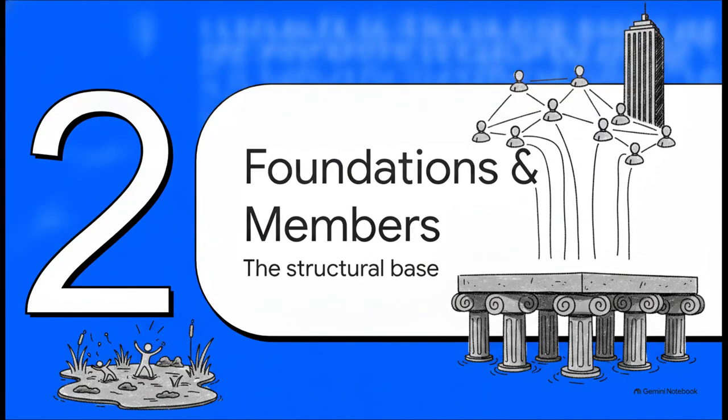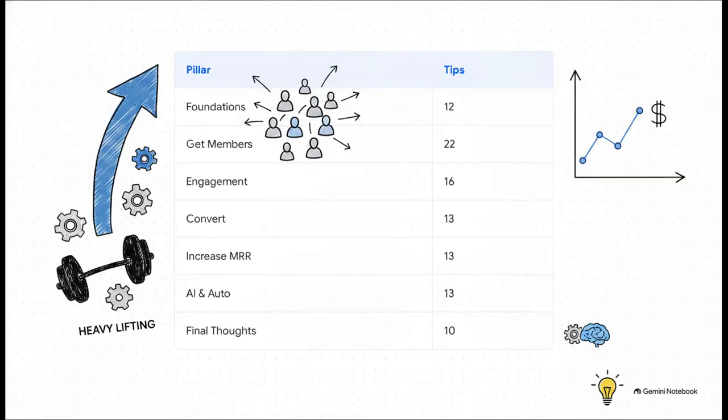Moving right along to Section 2, Foundations and Finding Members. Look, you just can't build a skyscraper on a swamp, right? And you definitely can't build a recurring revenue business on a weak or confused foundation. The data here tells a really clear story. The handbook heavily prioritizes those early stages. Out of the 99 total tips, a whopping 22 are dedicated strictly to getting members, and 12 focus entirely on foundations. Doing that heavy lifting right at the start is completely non-negotiable.